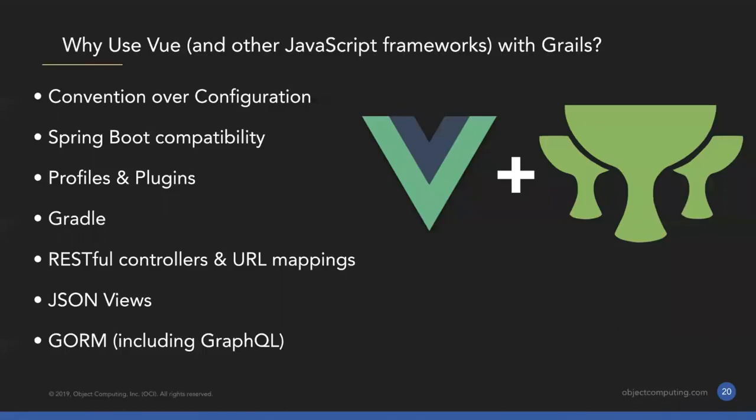Grails is really ideal for creating RESTful controllers. JSON views is one of my favorite features of Grails, and I make use of that a lot. And then GORM, of course, for persistence. And especially, I really like the GORM GraphQL support. I find that really compelling. And GraphQL is really fun to code against with Vue, as well as other front-end libraries. So Grails has a lot going for it.